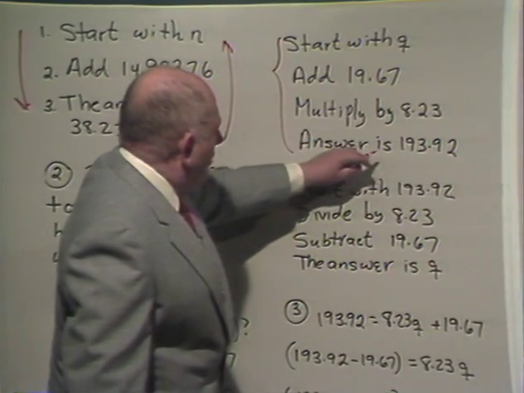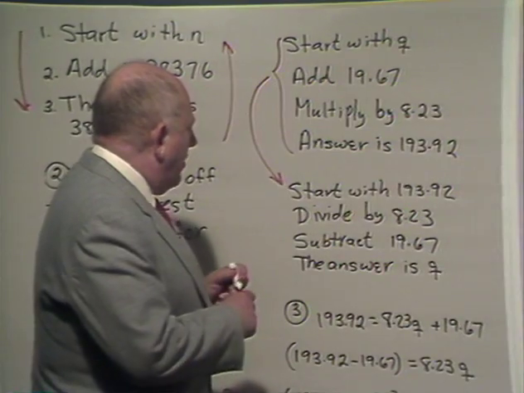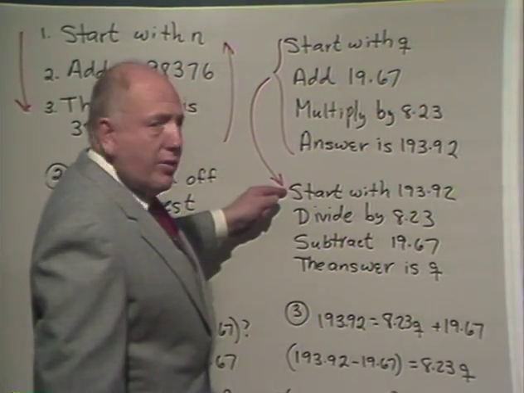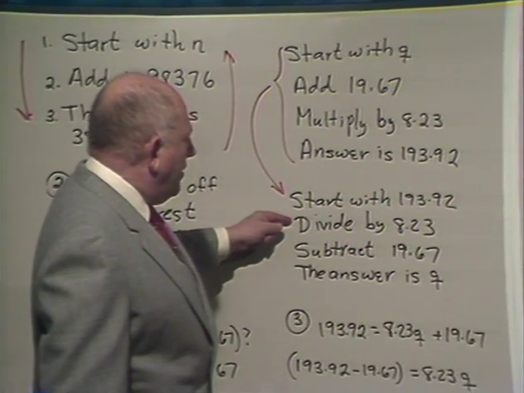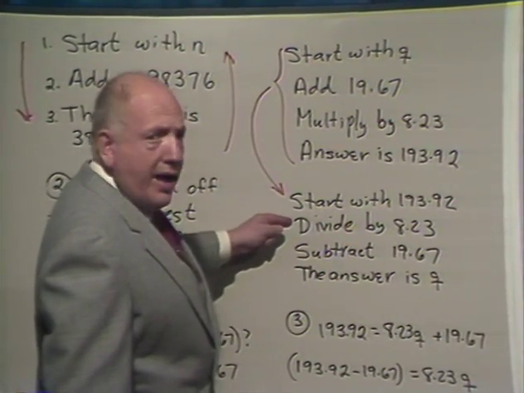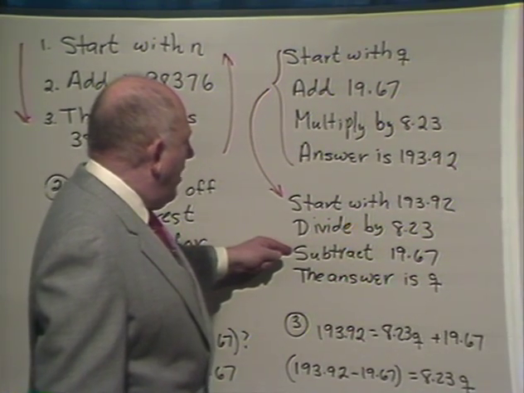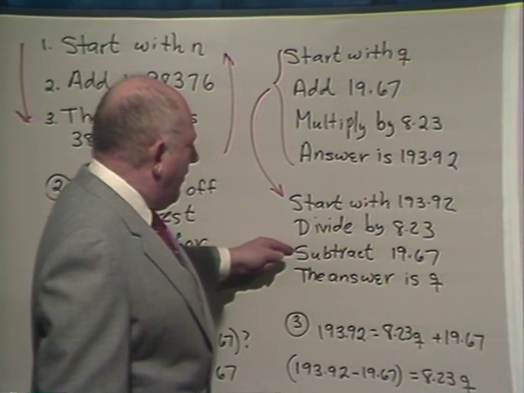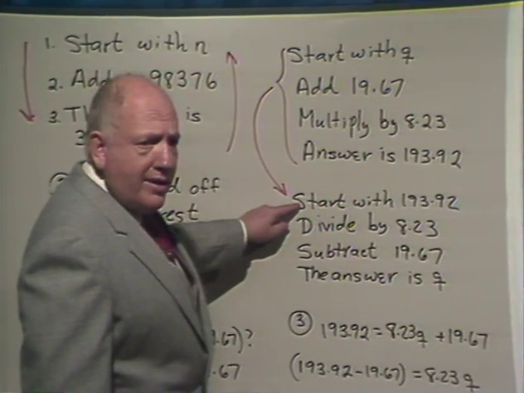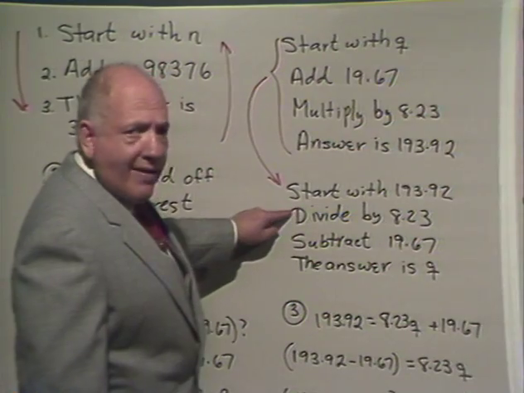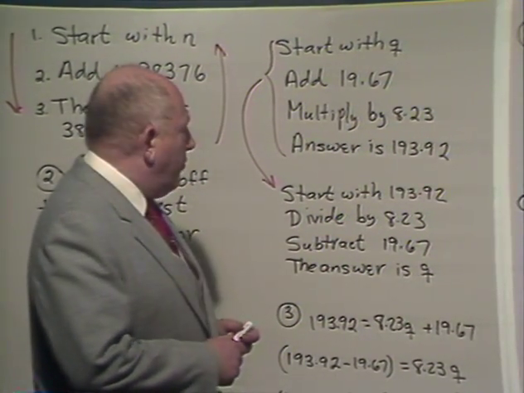If I want to start with 193.92 and find q, I start with 193.92. Instead of multiplying by 8.23, I'm dividing by 8.23. Then instead of adding 19.67, I'm subtracting 19.67, and the answer is q. Notice that's exactly what we did the algebraic way. We first divided both sides by 8.23, then we subtracted 19.67.